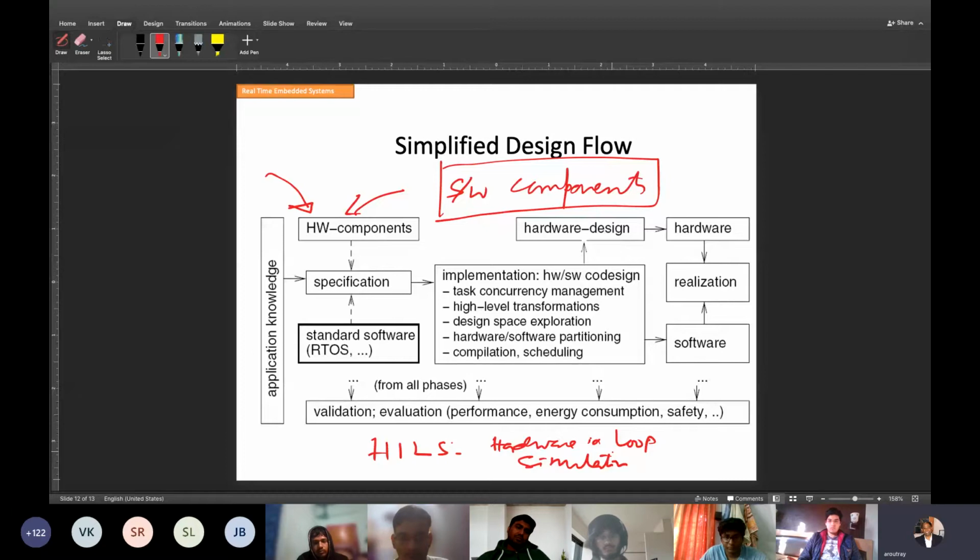Are you getting my point, Tanuj Saraf? Are you getting my point, Tanuj?